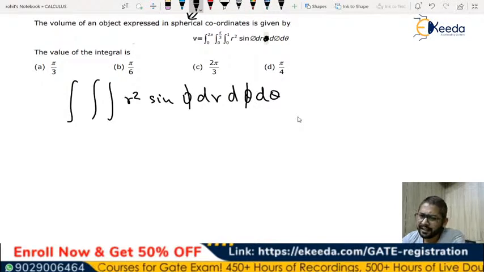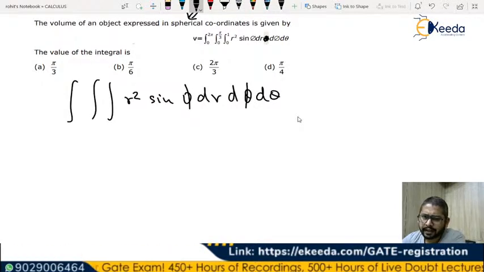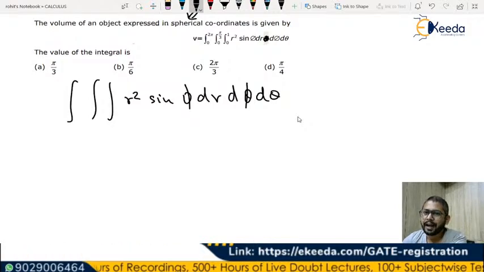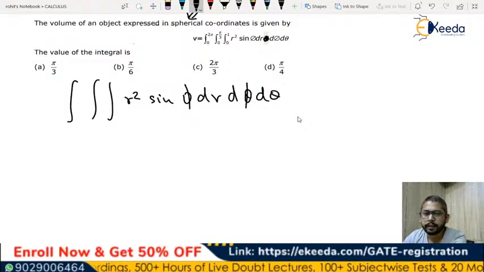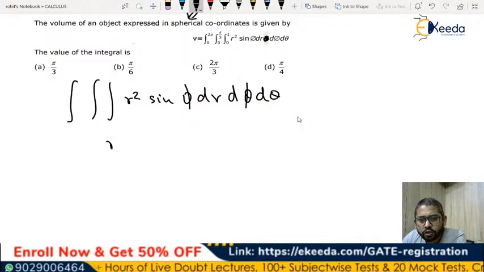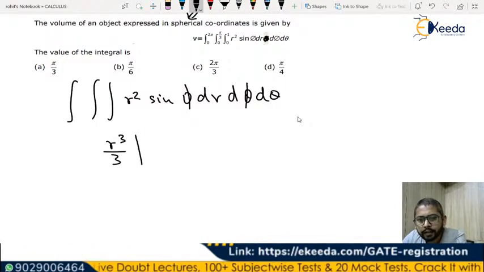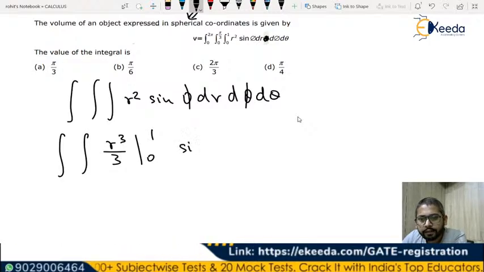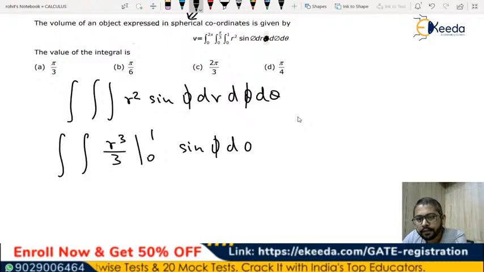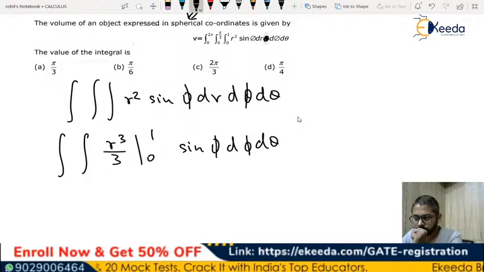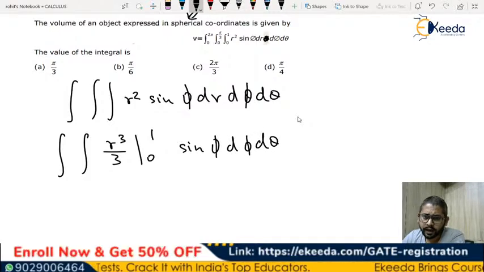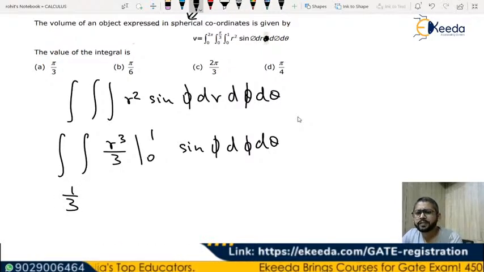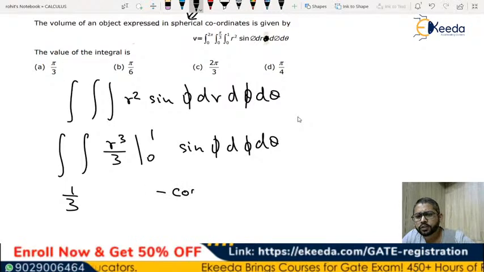You can simply start with one-by-one calculations, put the limits and keep on integrating. That is all you have to do. But I'll still give you one more trick here. The first one is r square, so the integration is r cube by 3. The limits are 0 to 1. I'm not putting the other limits, and sin phi is also there, and this is d phi d theta. Fine. Putting 1, this will become 1 by 3. Let's take 1 by 3 outside, and the integration of sin phi is minus cos phi.